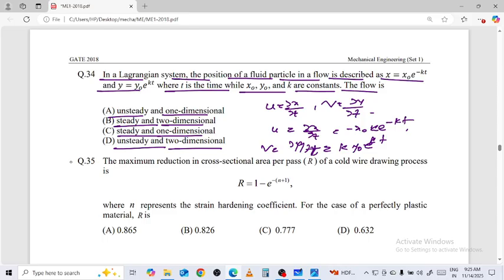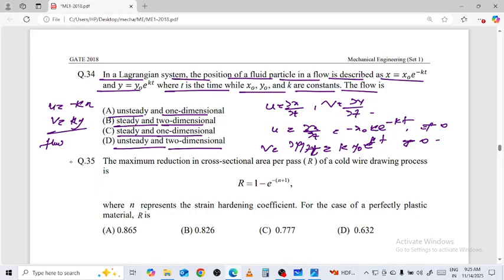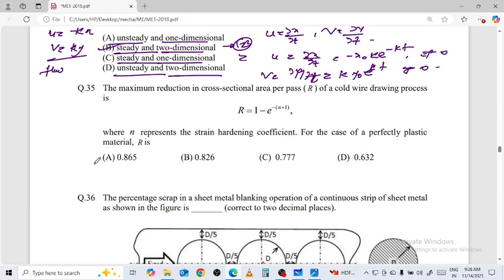दोनों is not equals to 0 के बराबर है. So लो कैसा हो जाएगा, u is equal to minus k times of x and v is equal to k times of y. तो लो हमारा दिखेगा in a single way. Steady and two dimensional. Right choice for this. Now come along for the next question, 35th.